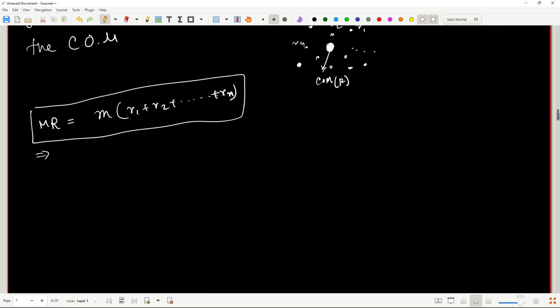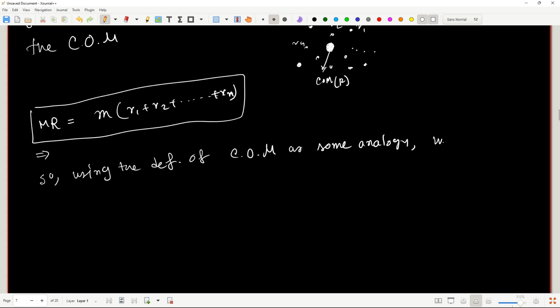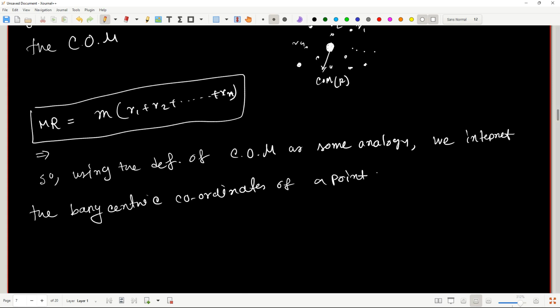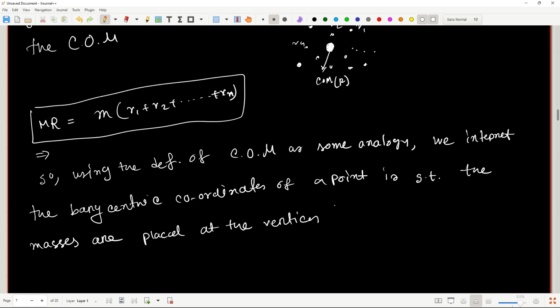So using the definition of center of mass as some analogy, we interpret the barycentric coordinates of a point as follows: we started with some mass distribution, such that the masses are placed at the vertices of a simplex.